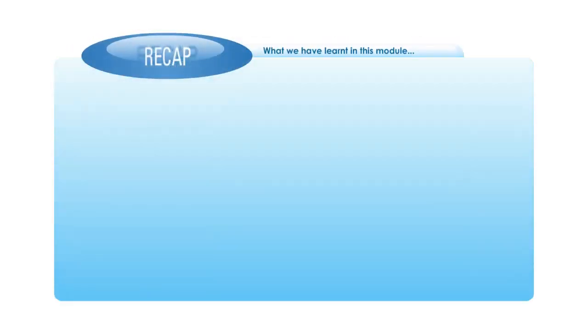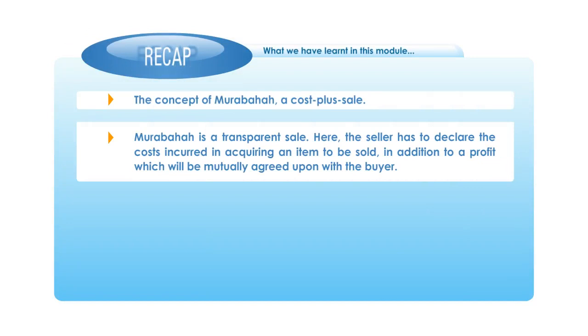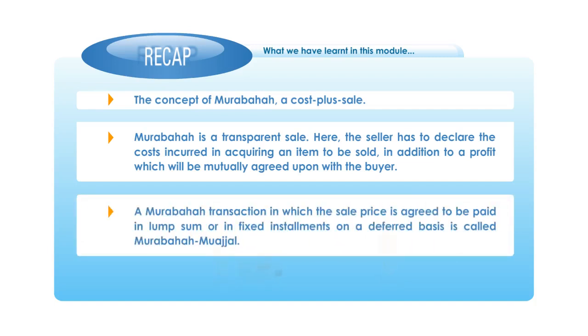Let's recap what we have learnt in this module. The concept of Murabbaha, a cost plus sale. Murabbaha is a transparent sale. Here, the seller has to declare the costs incurred in acquiring an item to be sold, in addition to a profit which will be mutually agreed upon with the buyer. A Murabbaha transaction in which the sale price is agreed to be paid in lump sum or in fixed installments on a deferred basis is called Murabbaha Muajjal.